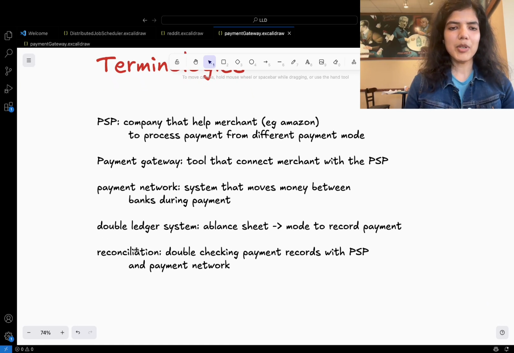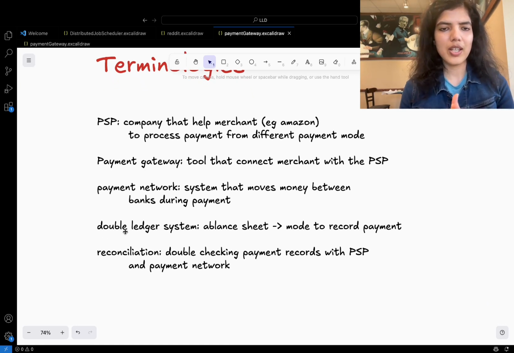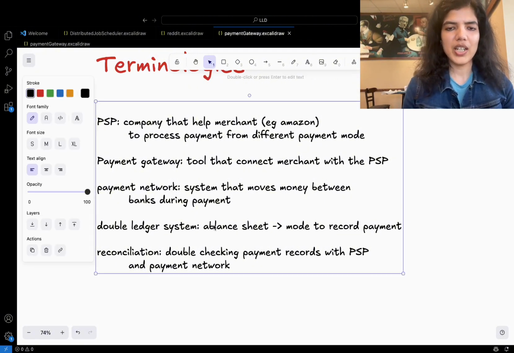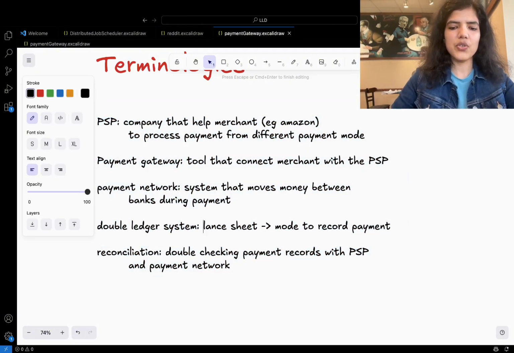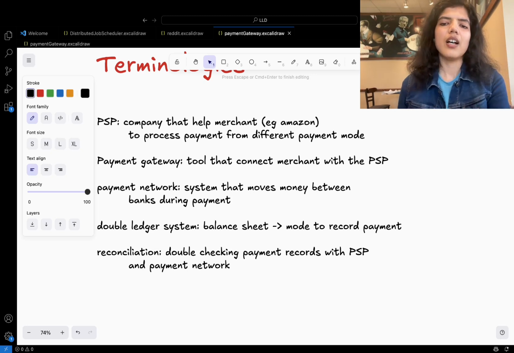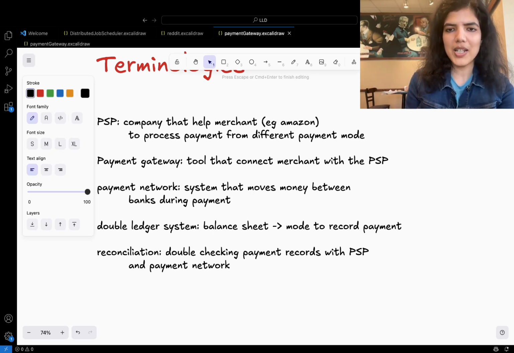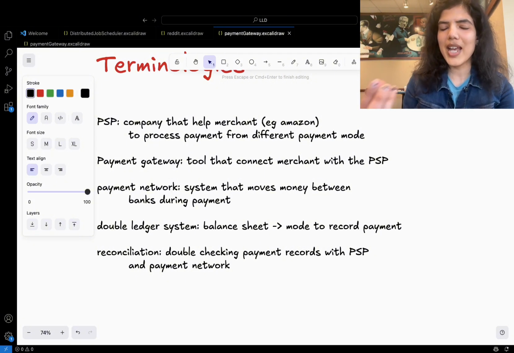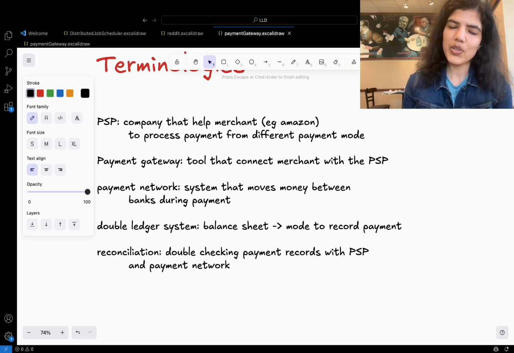The fourth terminology that we are going to focus on is double ledger system, which is nothing but a balance sheet. When we are talking about balance sheet, it's nothing but the mode to record the payment. So let's say the money is being debited from one account and being credited to another one, right? All these will be getting logged into one balance sheet, which is called the double ledger system.